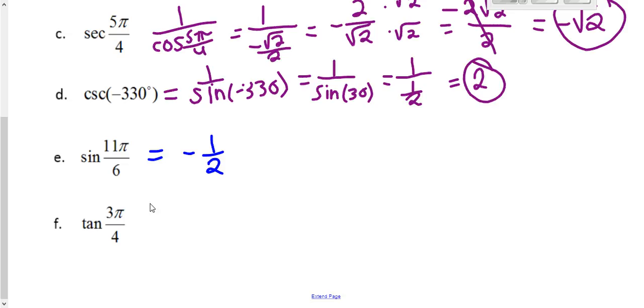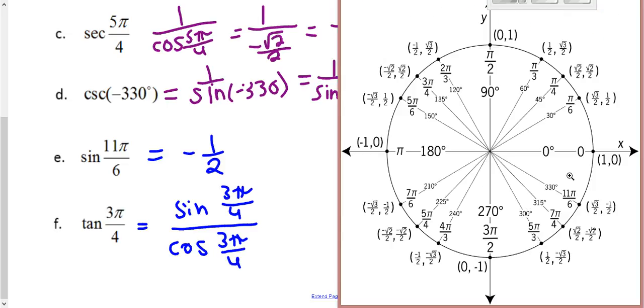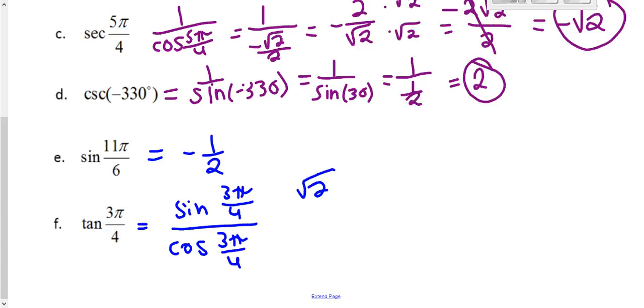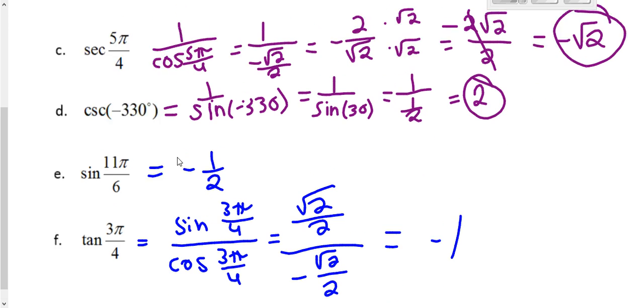Then tangent. When we look at tangent, we're doing sine over cosine. So we need both the sine of 3 pi over 4 and the cosine of 3 pi over 4. Looking around our unit circle, 3 pi over 4 is up here. So we have sine over cosine. Sine is square root of 2 over 2. Cosine is negative square root of 2 over 2. So we have square root of 2 over 2 over square root of 2 over 2, negative. These are the same thing, so our answer is just negative 1. And those are the answers to all of those problems.